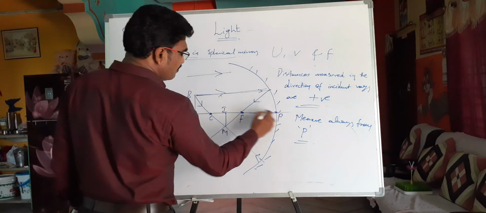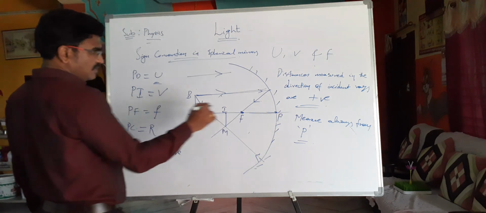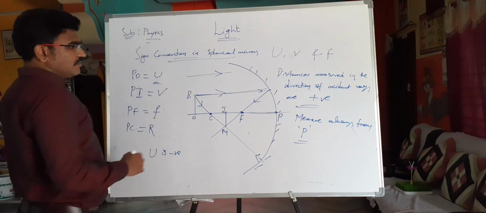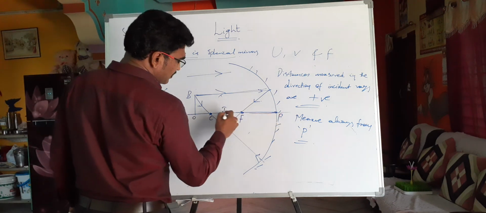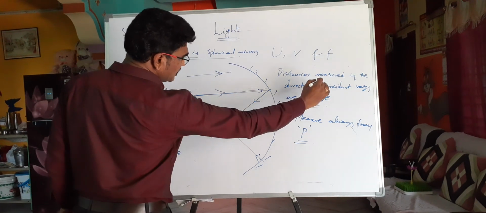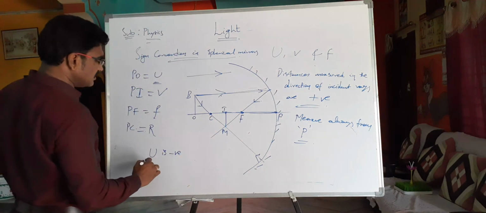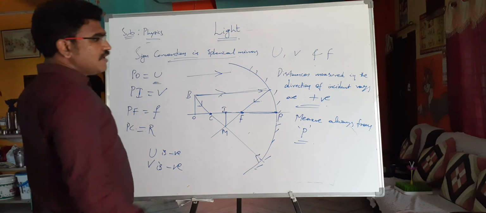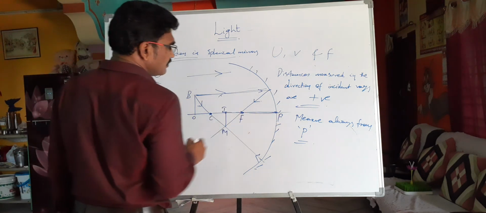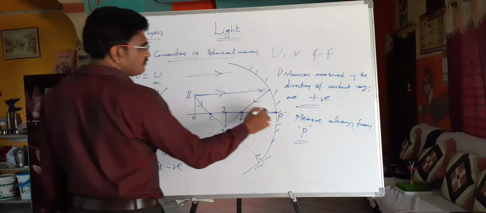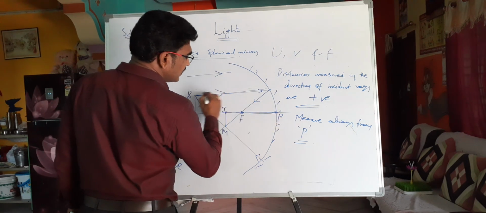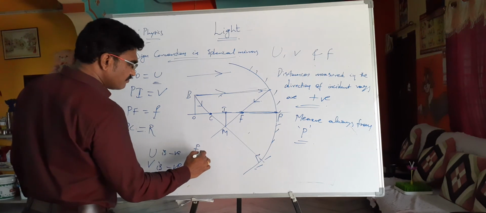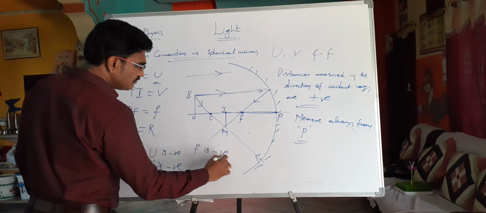What is V? PI, the image distance, P to I. I am starting here and measuring in this direction, but actually the incident ray is in this direction. Again, V is negative. PF you take, the focal length. Actually the incident ray direction is in this direction, but I am measuring in this direction. Again opposite, so F is negative.